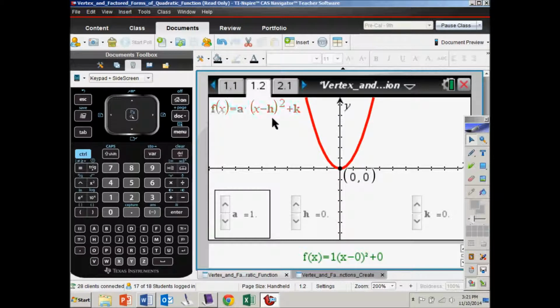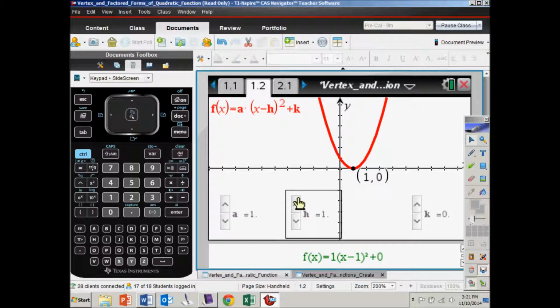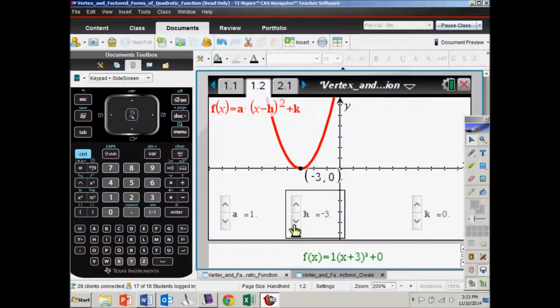Okay? Now we're going to look at H. So what do you recall that H causes my function to do? Left or right? It causes it to translate left or right. So if H gets larger, it goes to the what? Right. And as H gets smaller, it goes to the left.